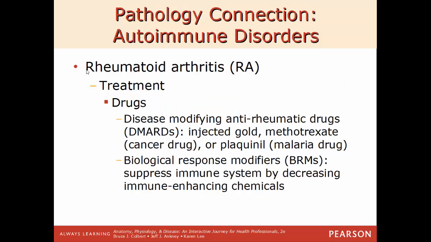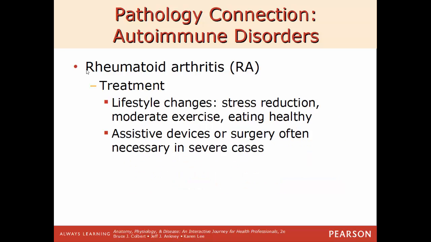Treatments for RA can involve certain drugs: anti-rheumatic drugs, injected gold, methotrexate, which is a drug often used to treat cancers, and Plaquenil, which is a malaria drug. You can have biological response modifiers, BRM. These will suppress your immune system by decreasing the immune-enhancing chemicals. So when you decrease the immune system, you are decreasing how aggressive the autoimmune attacks are on the joint. Other treatments include lifestyle changes, such as eating healthier, exercising more, reducing stress. In severe cases, assistance devices, or even surgery.